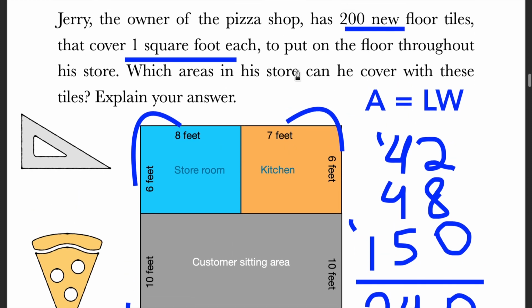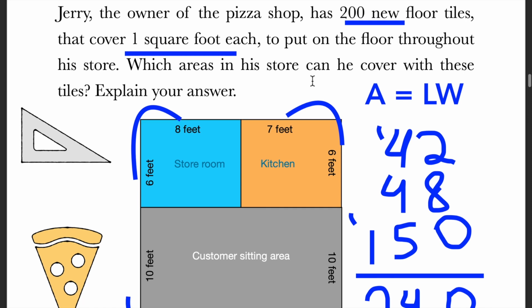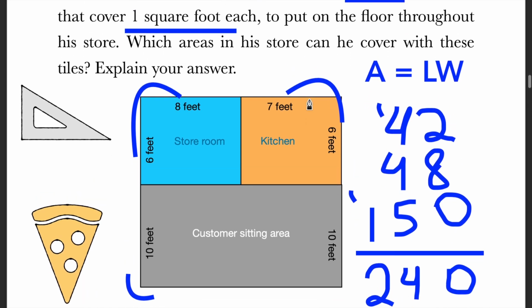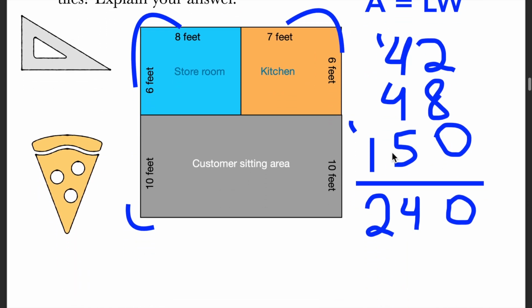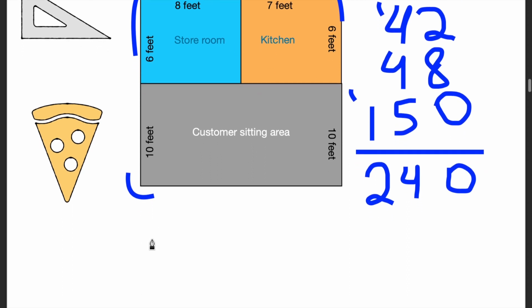So which areas can he cover? Essentially he can only afford to cover 2 rooms, right? He can either cover 150 plus 48, so the seating area plus the storeroom, because that would give him 198, or he can cover the seating area plus the kitchen. That's pretty much all he has. Or he can just do the storeroom and the kitchen. It's his choice.